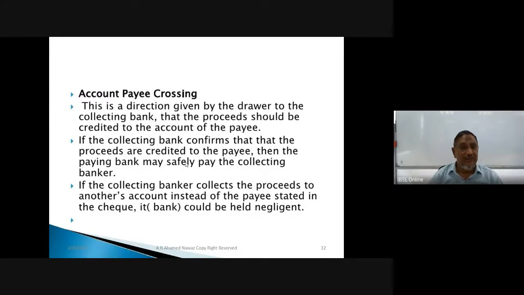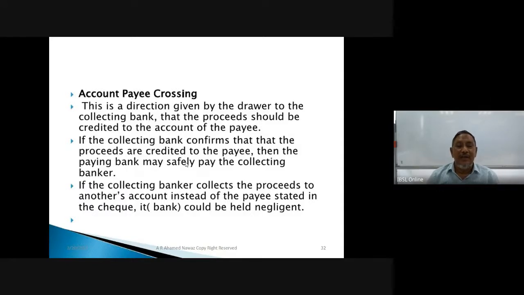This is a direction given by the drawer to the collecting bank, that the proceeds should be credited to the account of the payee. An account payee check crossing statute: without a crossing, when the check is given as account payee, the check cannot be paid over the counter, because account payee means the drawer gives the instruction, according to the mandate given, to the collecting bank that the proceeds should be credited only to the payee's account.